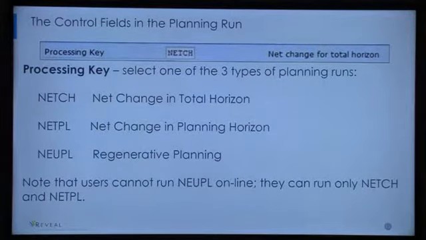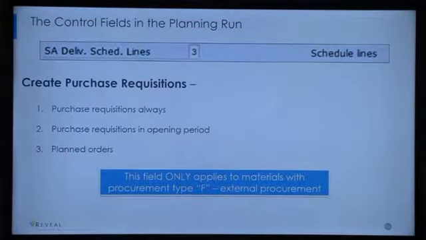Okay, control fields, so NETCH we've talked about, that's what we're generally doing. Schedule lines, we always have our schedule lines, which is, any sales orders, purchase orders, we have schedule lines all the time. And we have basically purchase requisitions always, I think, in your current setup. Okay.